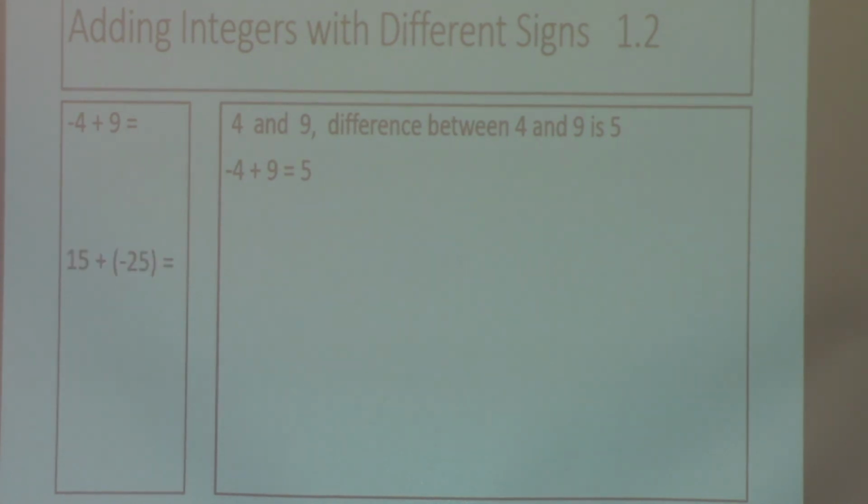Let's look at another example. 15 plus -25. Now by now you should be thinking in your head, oh, I'm just going to take those absolute values, and they are 15 and 25, difference of 10. Which absolute value is greater? That's right, 25. 25 is a negative, so your solution will be negative. 15 plus -25 equals -10.